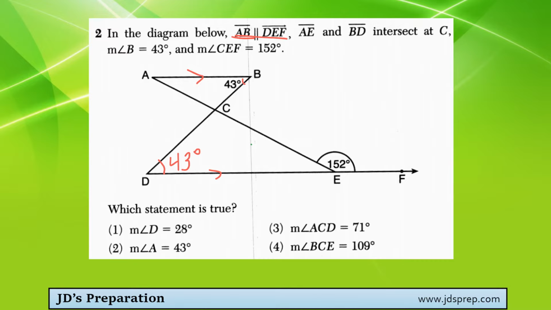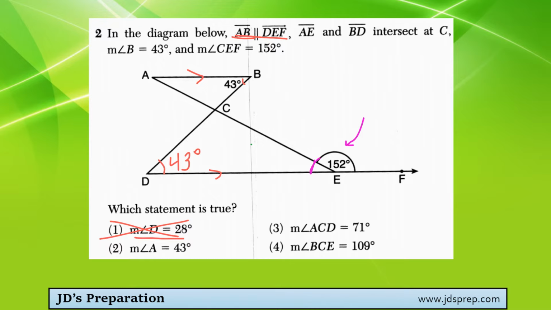So actually, at this point, we can already cross off option number 1 as being false, because that one says angle D is 28 degrees. Now, to help us figure out more angles in this diagram, we're going to utilize the fact that angle E here is 152 degrees, or specifically angle CEF.